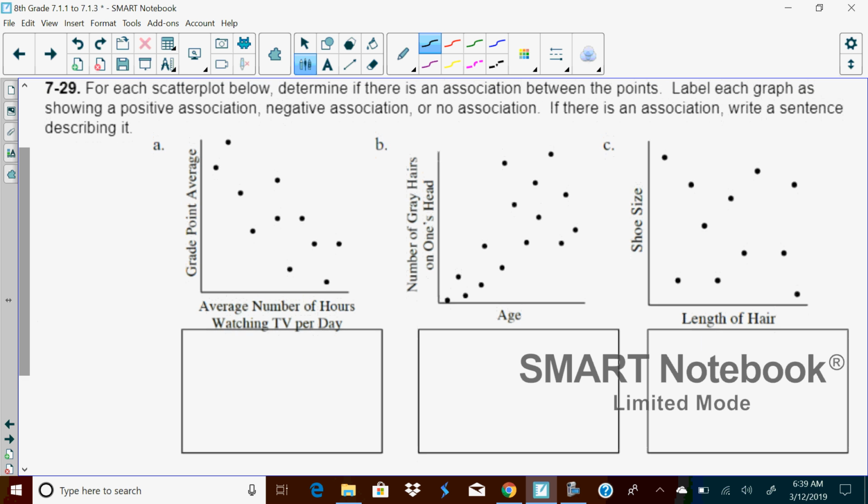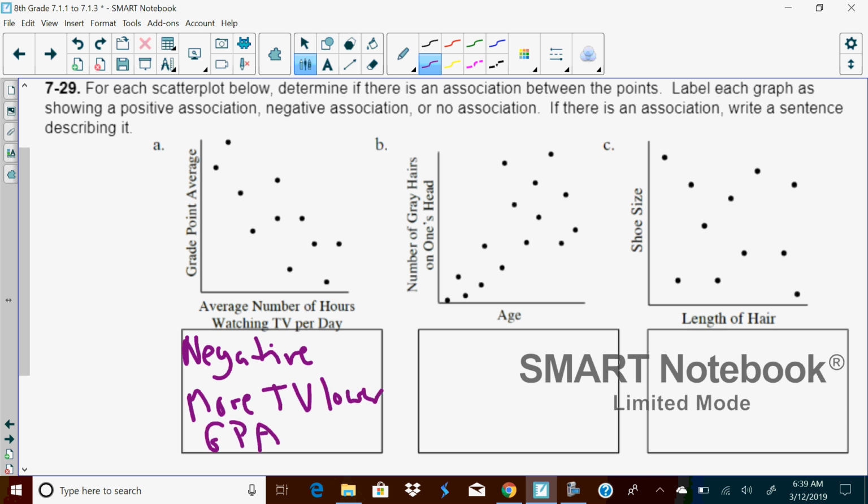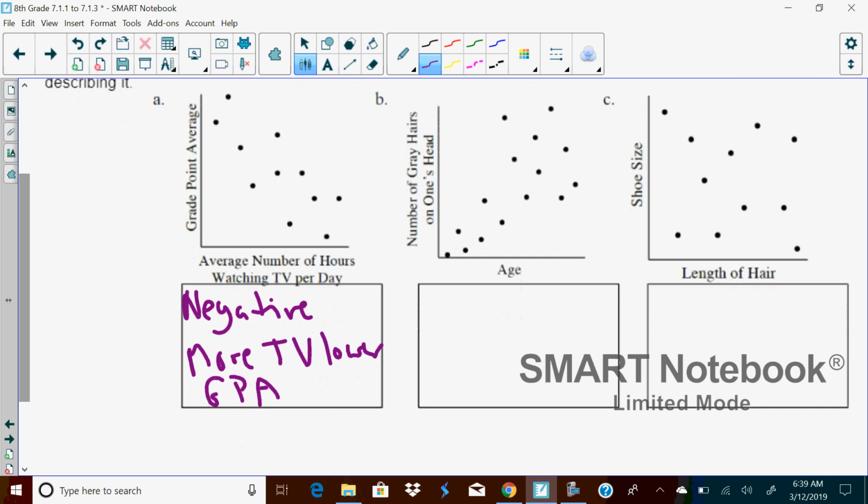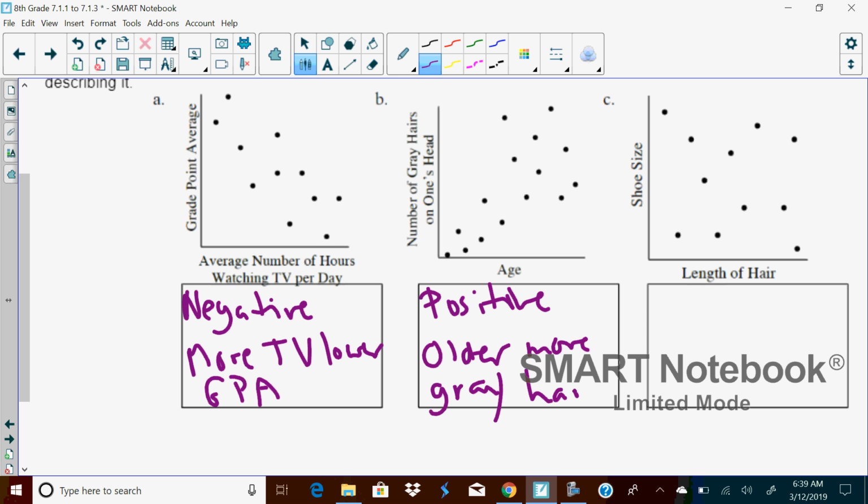So for part A, there's a negative association. So the more TV, the more it lowered the GPA. For B, there's a positive association. So the older, the more gray hairs. And for C, there is no association.